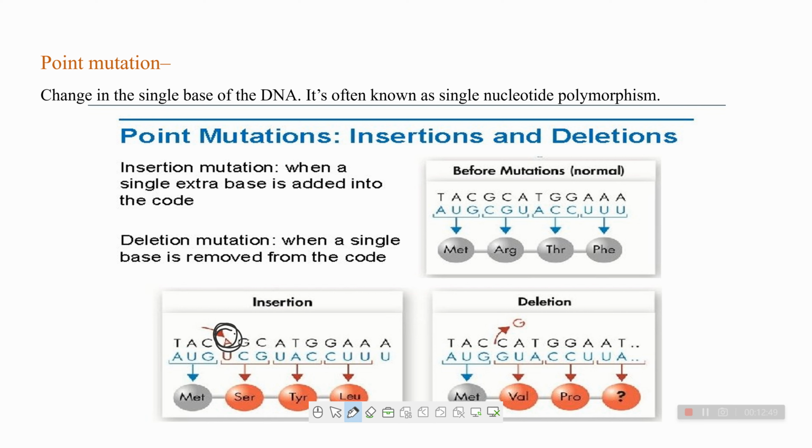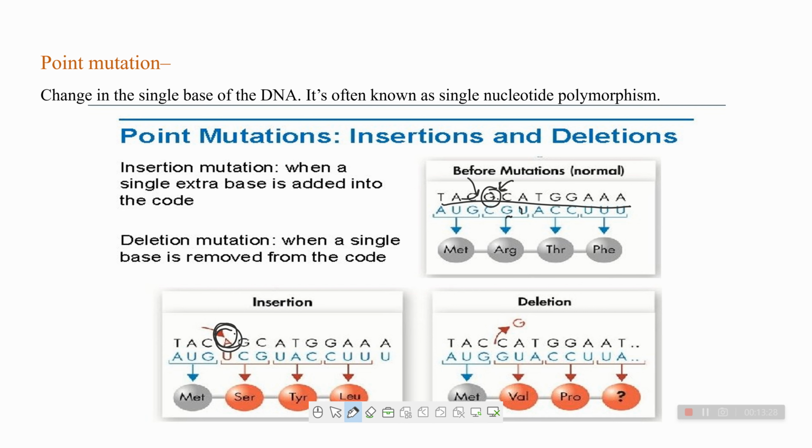If there is a change in this single base, then what happens? See, this is a normal gene, TACG, and here from G a point mutation will occur. There is a change in this G, and this guanine is changed to adenine. Guanine changes into adenine? Means there is an insertion. Sorry, here guanine is not changed into adenine. Here one adenine is inserted before the guanine.